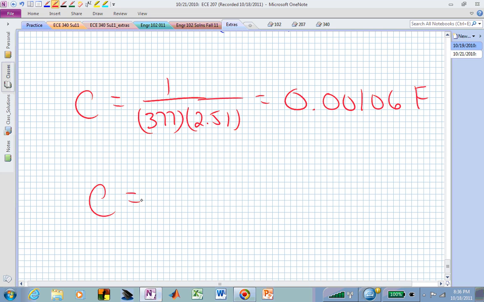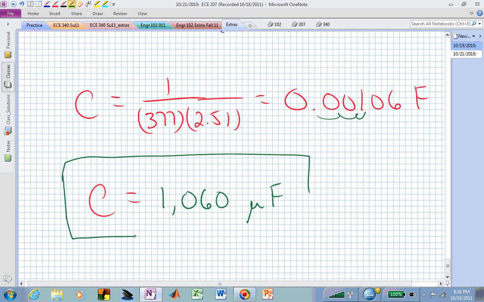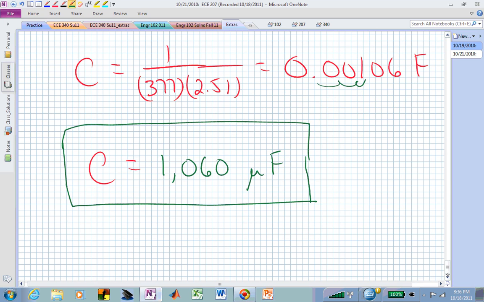The capacitor, if we move the decimal place 6 places to the right, we could express that in terms of microfarads. Moving 3 gives us 1.06 millifarads. If we go another 3, that will give us 1,060 microfarads. And that's now the capacitor value for load 2 if we're operating this in the United States with a line frequency of 60 hertz.